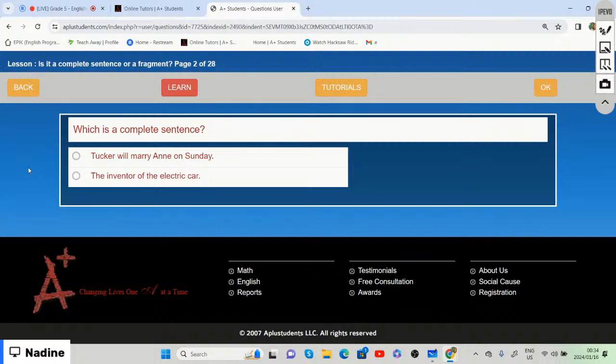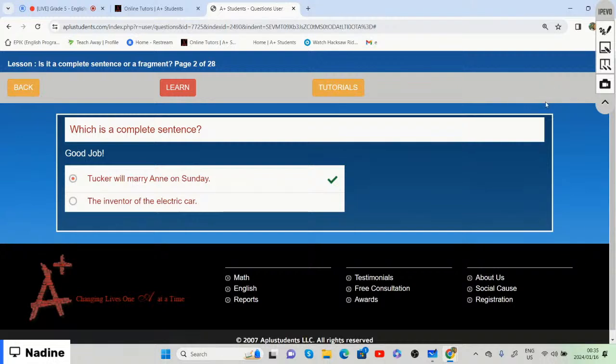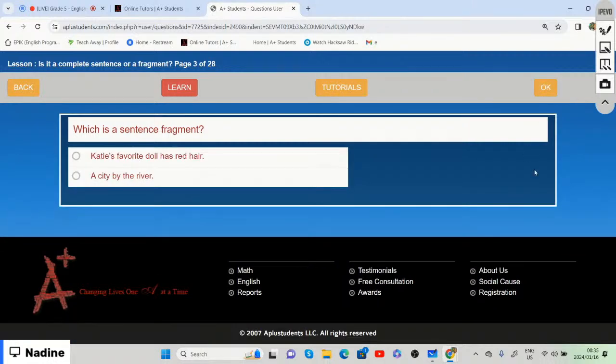All right. So if we must say which one is a complete sentence between these two, we will say it's the first option, which is Tucker will marry Anne on Sunday, which means that Tucker is our subject and marry is our verb. So the first option is correct. Well done, guys.